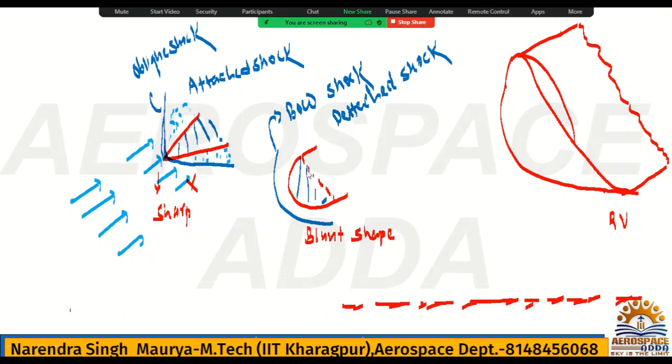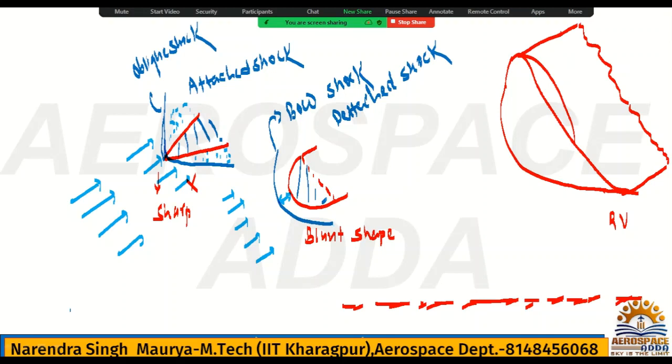But if you are making a blunt shape here, then this bow shock will be formed. First thing, this bow shock is the detached shock, which means there will be a gap. See, we have a gap here. Okay, we have more gap now. Number two, it is detached shock, so it is not directly connecting with the surface of the vehicle.